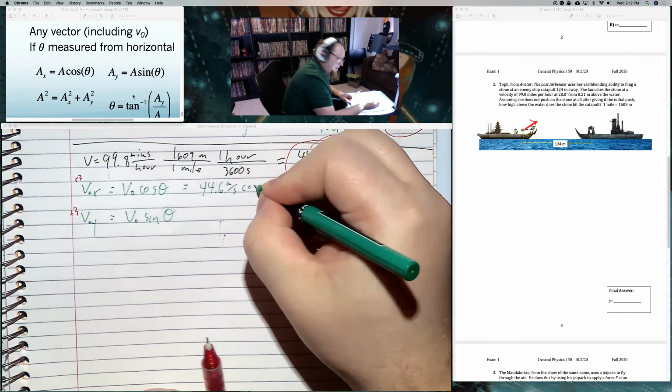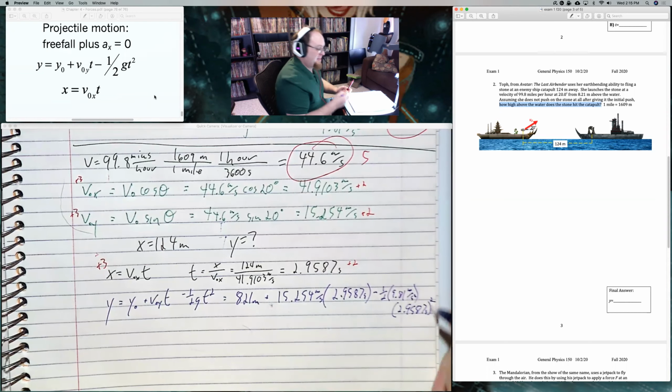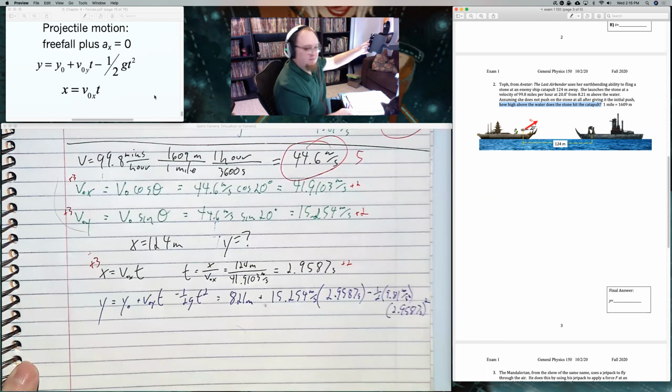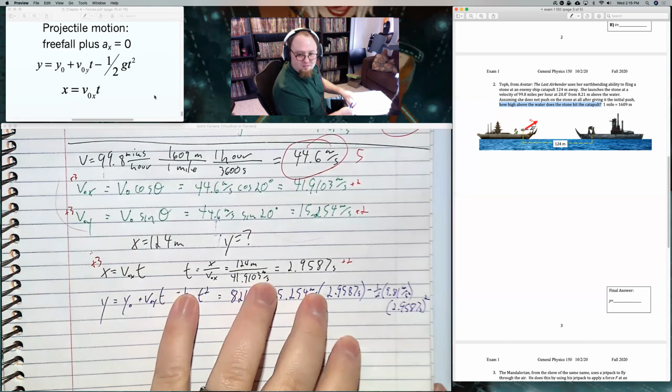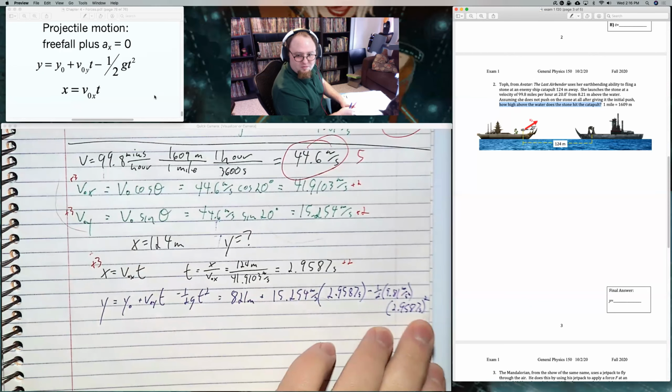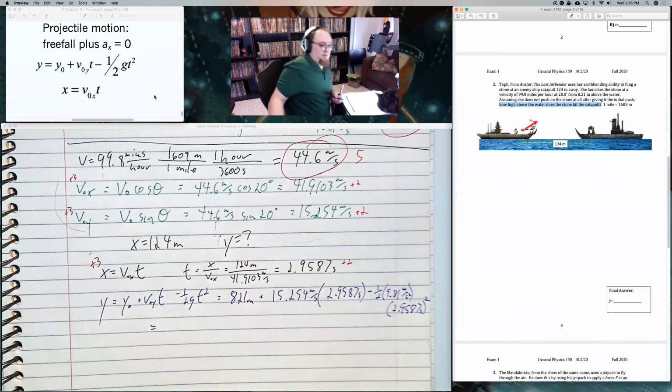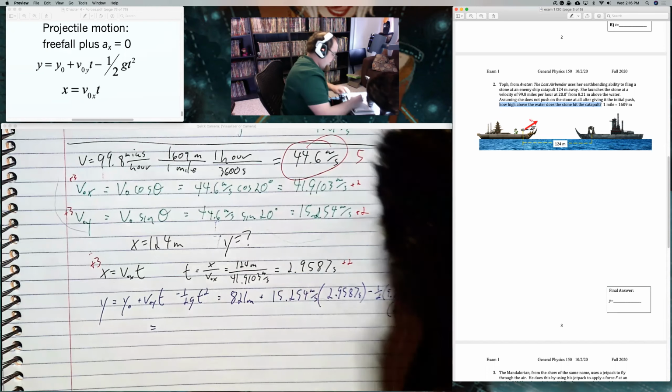15.254 meters per second times time, 2.9587 seconds. So I kind of ran out of space there, so that's that t squared is on the bottom. And I'll just do that math through. 10.4 meters.